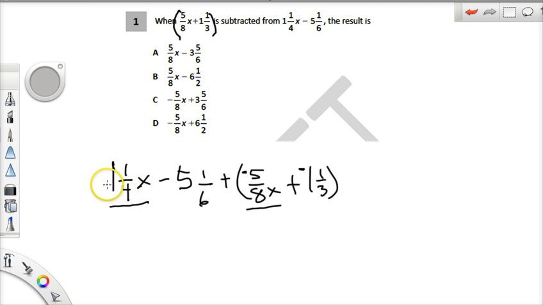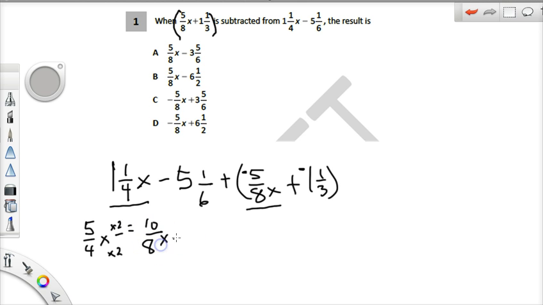So first, let's convert it to an improper fraction. 4 times 1 is 4, plus 1 is 5. So this gives us 5/4 x. And then over here, we have 5/8 x, right? So we got to convert this to 8 in the denominator. So you'd have to multiply that by 2. And to keep this the same proportion, you'd have to multiply both the numerator and denominator by the same number. So this would basically convert to 10/8. Okay, 5/4 is the same as 10/8.